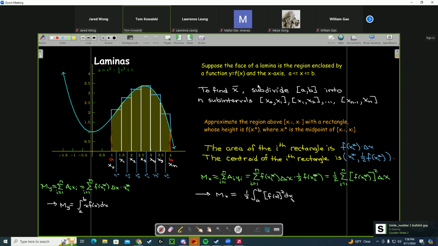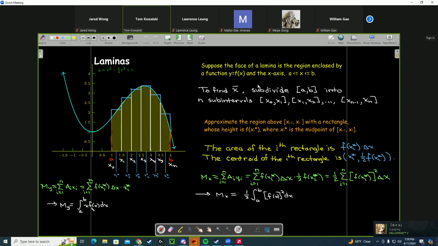All right. Well, what about the moment about the y-axis? That's actually a little bit easier because remember, again, the center of each rectangle is located on that midpoint x sub i star. So I take the area times the x coordinate of the centroid. And so the x coordinate is x sub i star. The area is the delta x times the function value at x sub i star. And then we let the number of rectangles go to infinity, we wind up with this integral here.